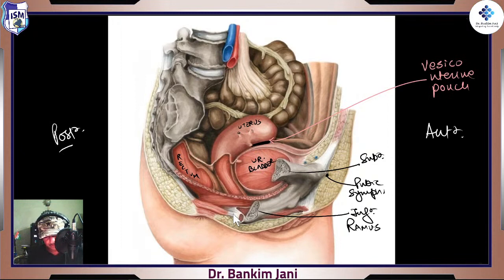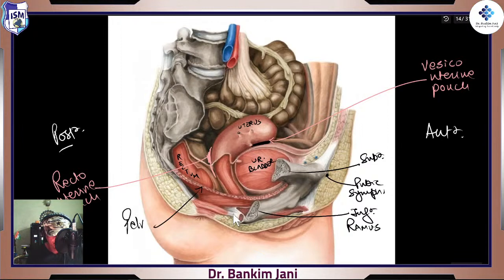There is a space somewhere over here also on the posterior side. This is the space which is between the uterus and the rectum, so it would be the recto-uterine pouch. But what we are interested in is where the pelvic floor, the pelvic diaphragm, is. Here it is. That is the pelvic diaphragm.